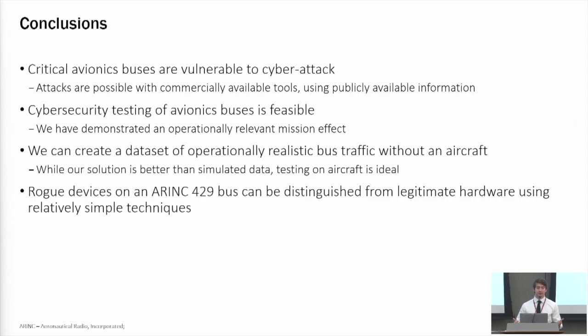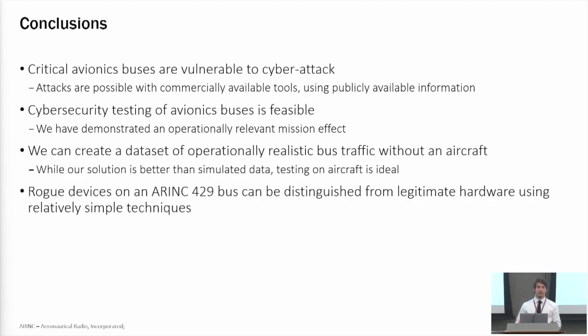So in conclusion, these are critical avionics buses that are really vulnerable to cyber attack. These cyber attacks can be conducted with publicly, commercially available tools, and all the information needed to do this was publicly available. It was Wikipedia and public standards. As a result, because these attacks are feasible, cybersecurity testing of these buses is also very feasible. We've demonstrated an operationally realistic mission effect here, so there's certainly motivation to go and test it as well.